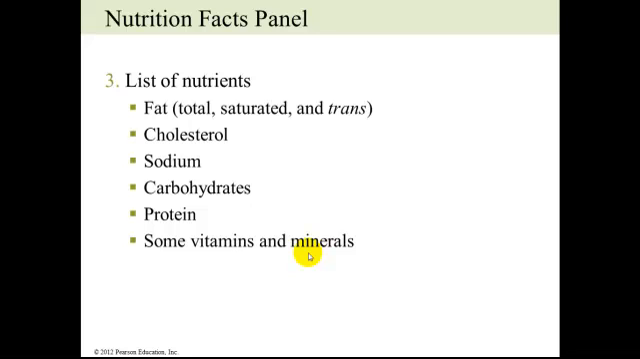Then the third part of the list is the nutrients. Remember we've talked about all these different nutrients. They're listed in a particular order, so we have the fat first, and the FDA requires that total fat, saturated and trans fat are listed separately. Then the amount of cholesterol. Cholesterol is actually going to be fairly important for people who have certain dietary restrictions. Then sodium will be listed. Sodium would be listed in milligrams, as would cholesterol. Then finally carbohydrates in grams, protein in grams, and then some vitamins and minerals depending on the amount that's in the product.